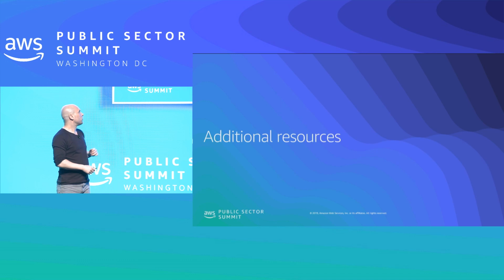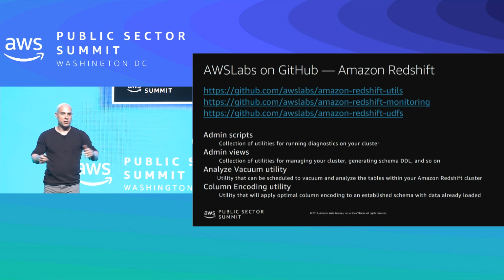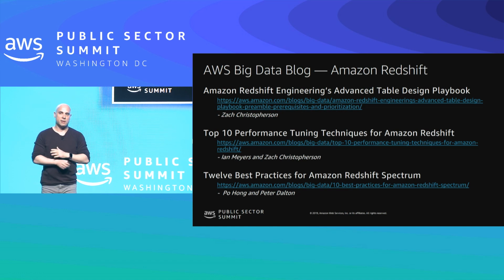So just some additional resources. We have a bunch of links here on GitHub. There are some scripts and things that customers find useful. Check those out. We also have a handful of blogs here. The top one is really great. It's the design playbook, top 10 performance tuning. That is a great blog as well, with extra tips and tricks.